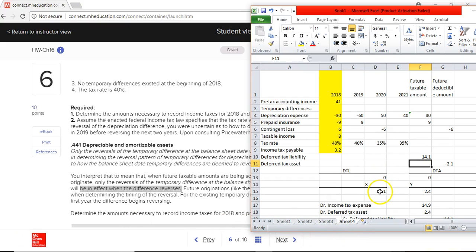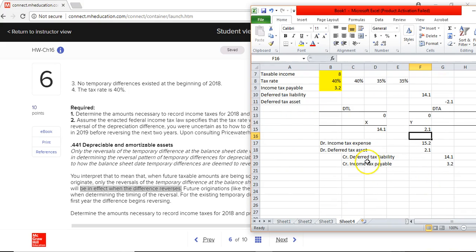Our deferred tax liability balance will be 14.1, and then the deferred tax assets should be 2.1. Therefore, income tax payable, same. Deferred tax liability, same. Deferred tax assets becomes 2.1. And income tax expense, to balance the entry, this time we will use $15.2 million.